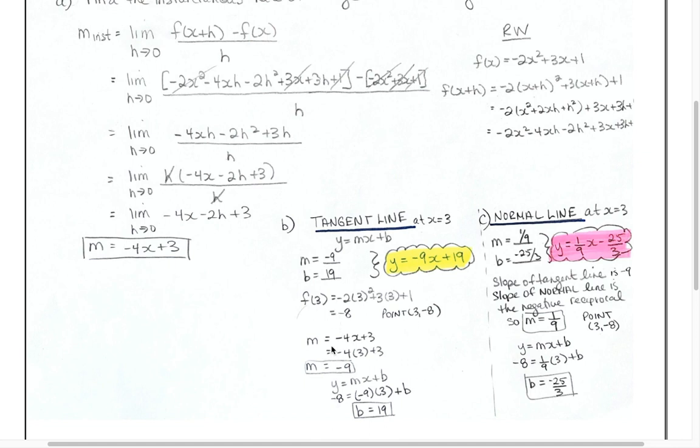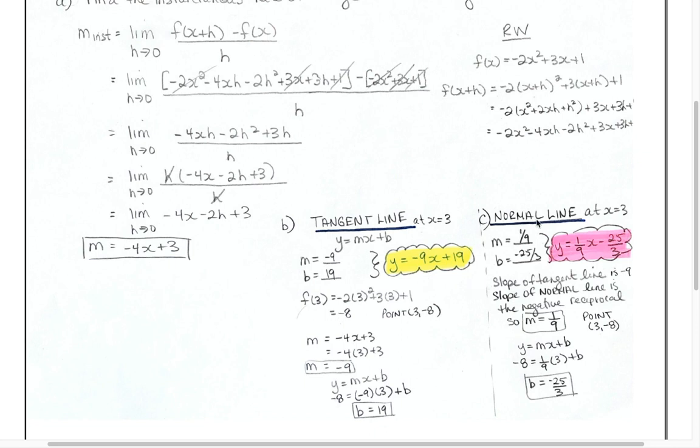So if I take my slope formula, m equals negative 4x plus 3, and I sub in my x equals 3, my slope is negative 9. And then from there, if I sub in my point and my slope, I get y equals mx plus b, which turns into negative 8 equals negative 9 times 3 plus b, and I get my b to equal 19. So I know that my slope is negative 9, my y-intercept is going to be 19. So the equation of my tangent line is y equals negative 9x plus 19.